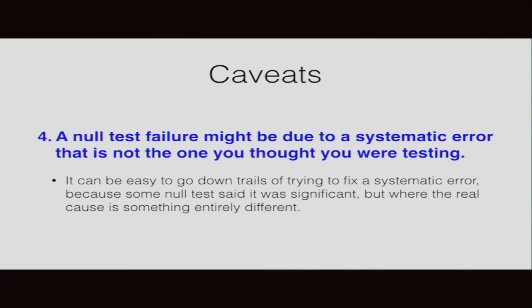Another caveat, this was one that Robert brought up. If you fail a null test, it might be due to something other than the thing you thought you were testing. These things can be fairly subtle, and there are lots of things that correlate with each other in subtle ways. So when you have a failure, it can be tricky to figure out why, and it often requires simulations and other creative ideas of how to test various hypotheses to figure out what is causing it and then hopefully to fix it.